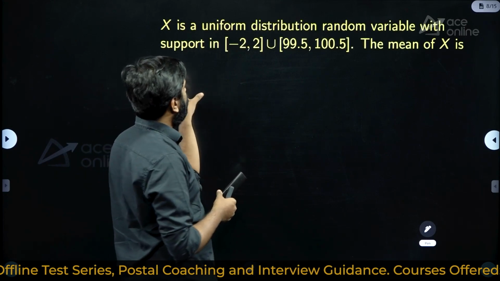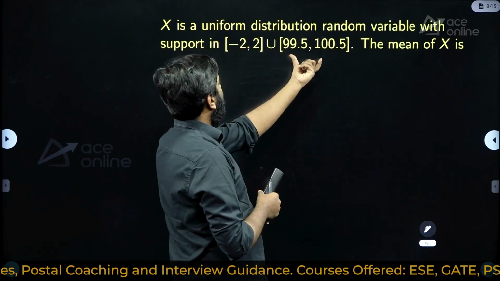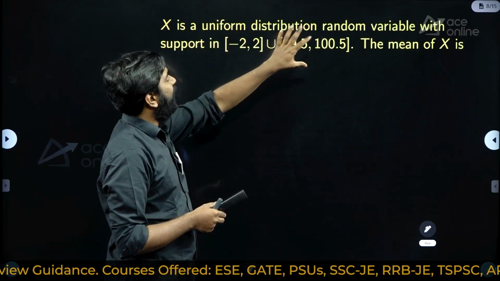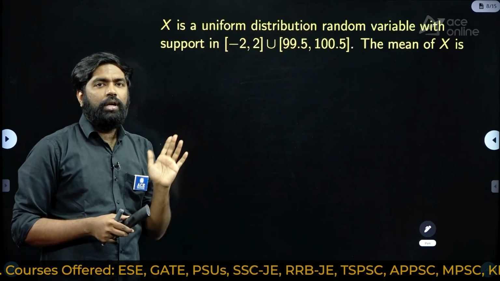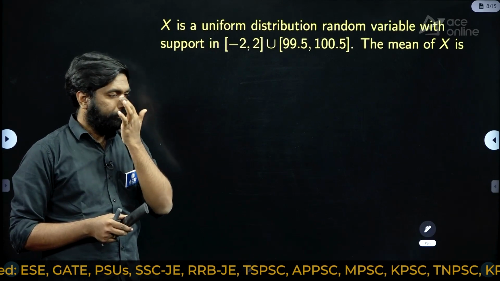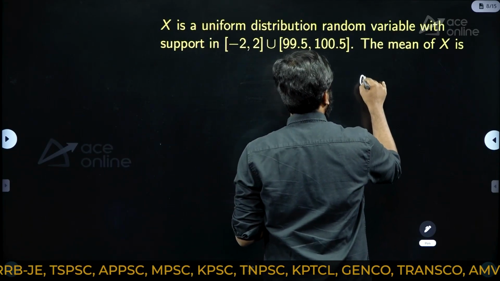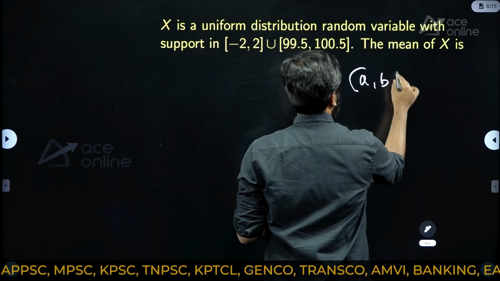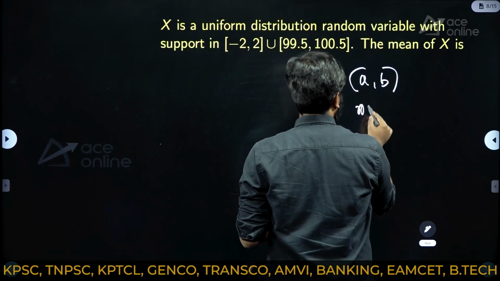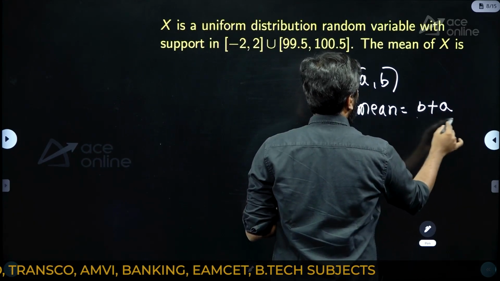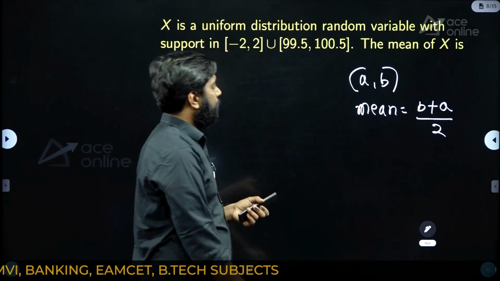He says that X is uniformly distributed in this interval as well as in this interval. So union means X takes values from this set as well as from this set. So he's asking what is the mean of X. Students, if X is a uniform random variable in the interval A to B, then the mean is given by simply B plus A by 2 or A plus B by 2, doesn't matter.